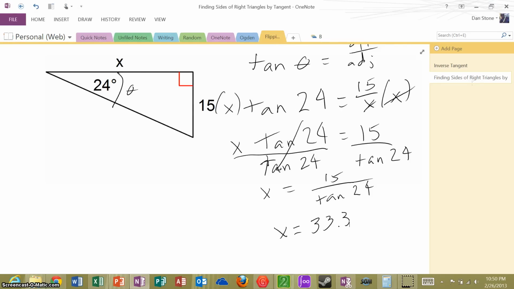That is it. That is how we can solve for a missing side. We set it up, and using a little bit of algebra, we can totally solve it. So practice this. If you have questions, think on those questions.